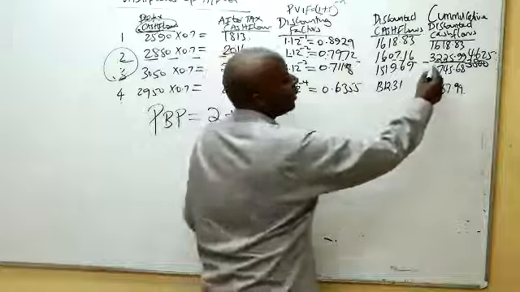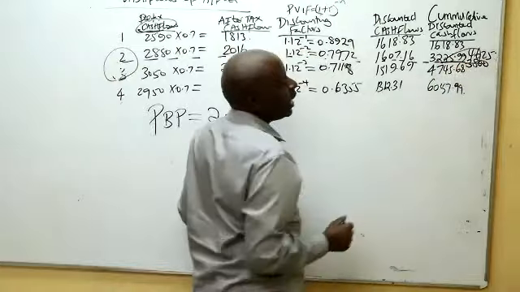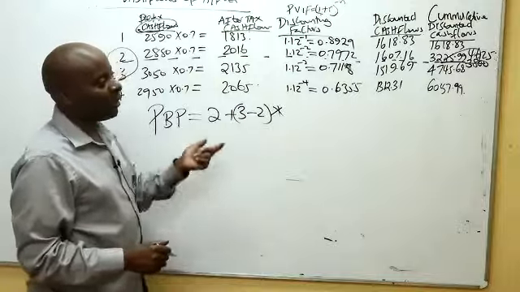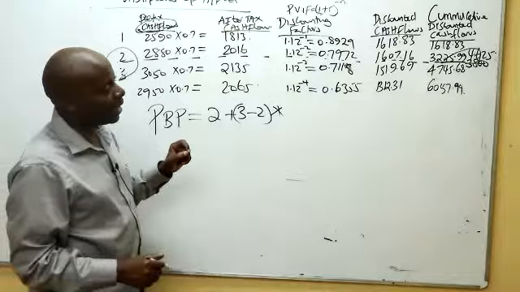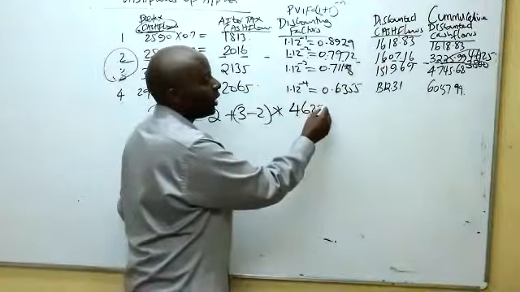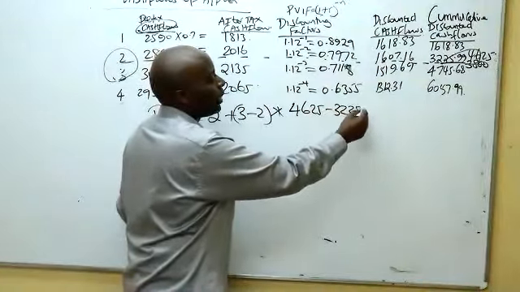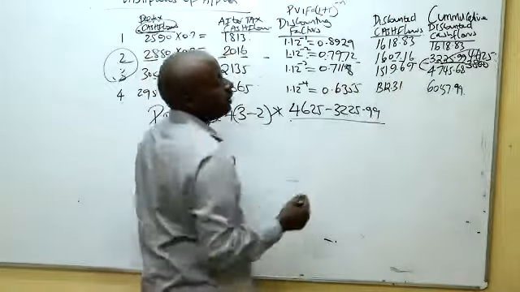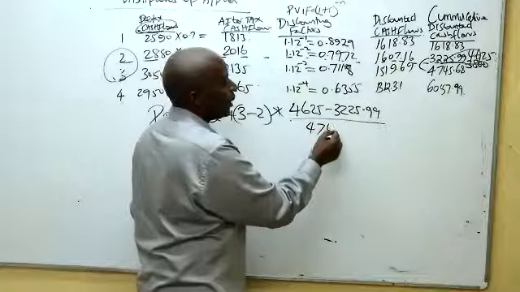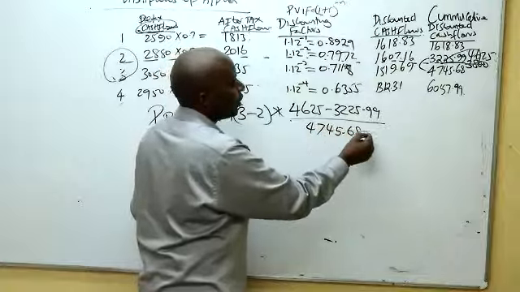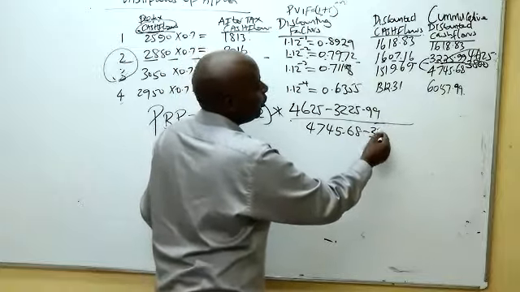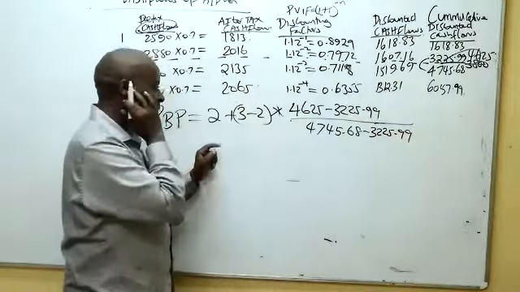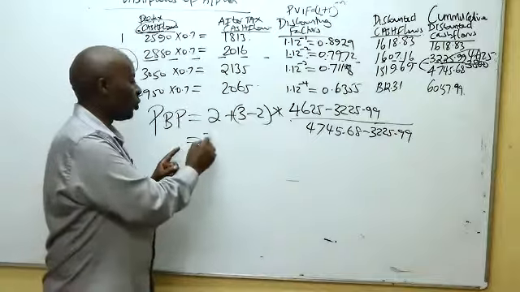We have what we would call in this case the upper arc. So the upper arc we have here is 4625 minus 3225.99, all over the base arc. The base arc, what do we have there? 4745.68 minus 3225.99. So please give me the final answer, but before you reach there, you have to really use BODMAS.